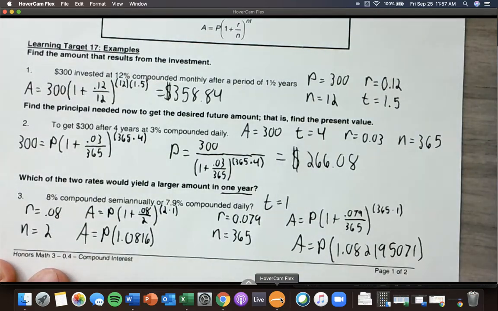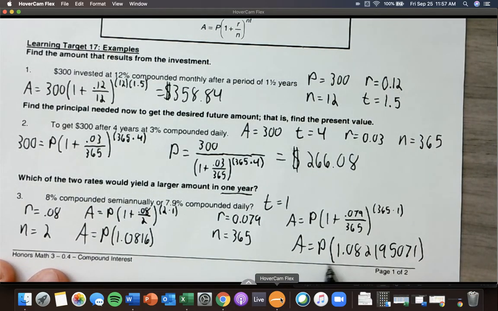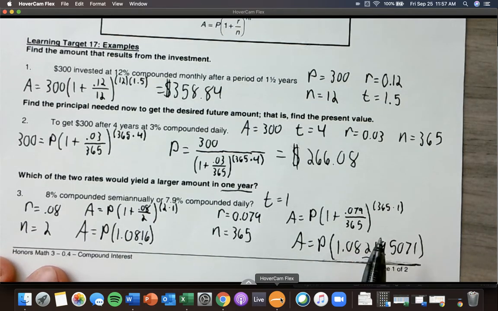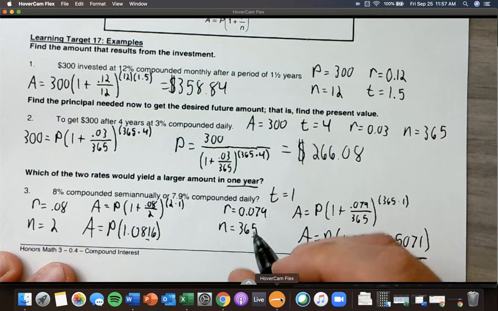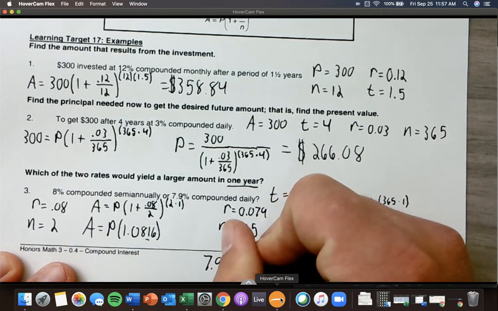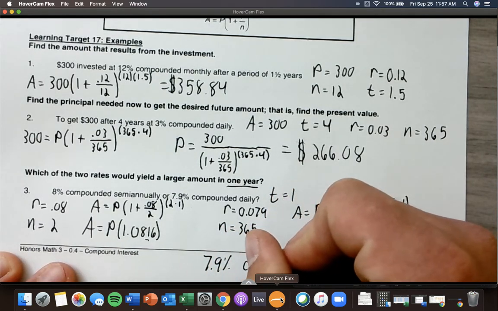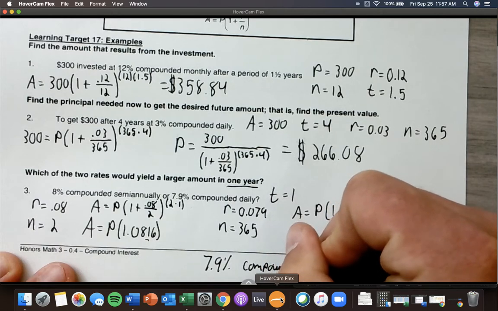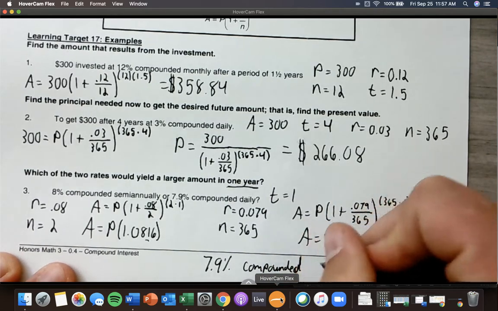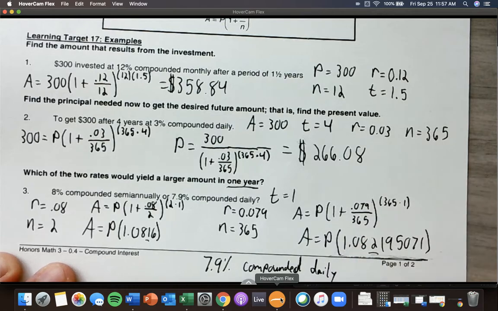Right, but right away we can see, okay, this number here is larger than this 1.0816. Right? It's similar until we get to this thousandths place. This is a 1, this is a 2. Right, so we know, oh, this is the larger multiplier. So 7.9% compounded daily is going to be our answer for this one.